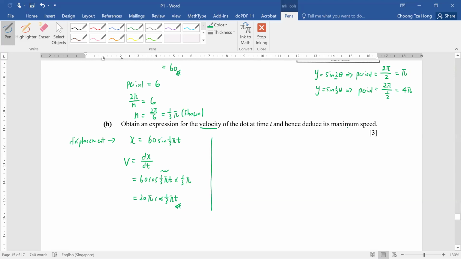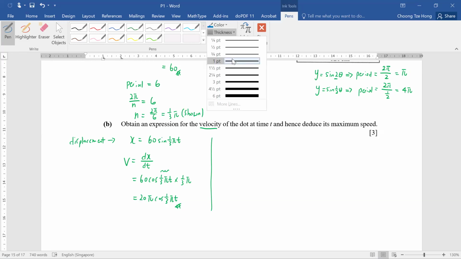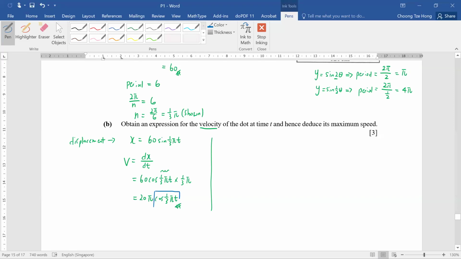Next part, they want us to deduce its maximum speed. This is the equation for velocity, which is 20 pi cosine 1/3 pi t. What we want to do is focus on this trigo function. We know that a trigo function can only exist within this range, greater than or equal to -1 and less than or equal to 1. So in order to obtain the maximum speed, I'm going to take cosine 1/3 pi t to be 1. The maximum speed is then 20 pi times 1, which gives us 20 pi.